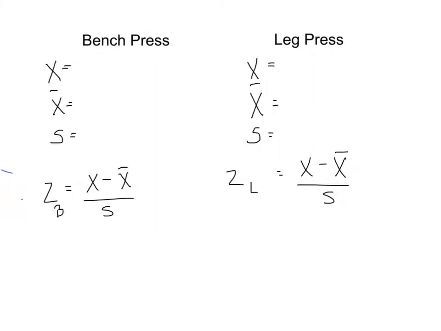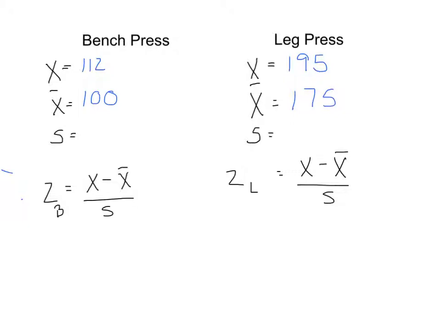In our example, our person is a female lacrosse player, and they just tested bench press for upper body strength and leg press for lower body strength. She was able to lift 112 pounds for her bench press, and she was able to leg press 195 pounds. In both cases, she did better than the mean. For her team, on average, they were able to bench 100 pounds, so she did 12 pounds better than the mean.